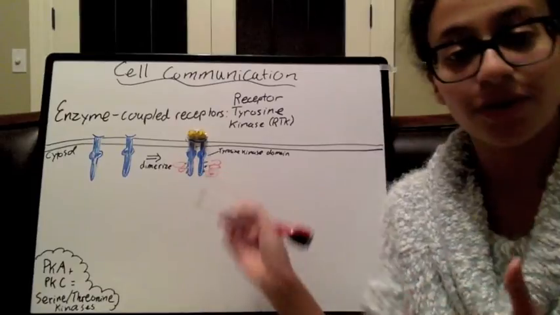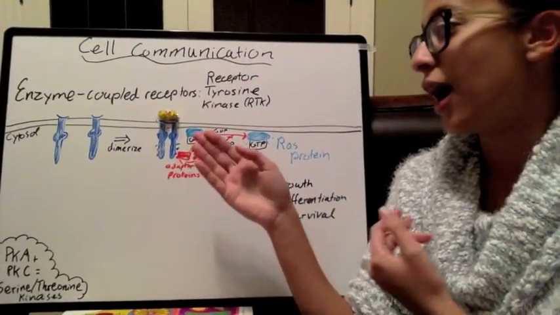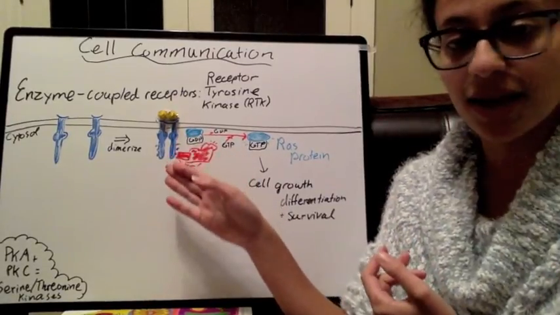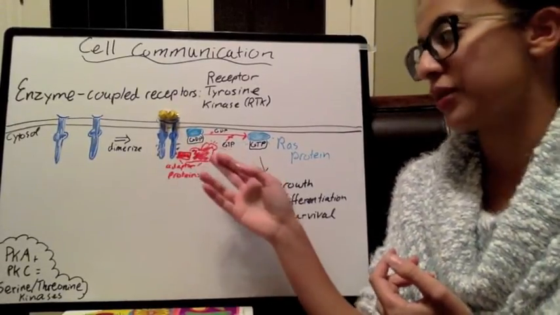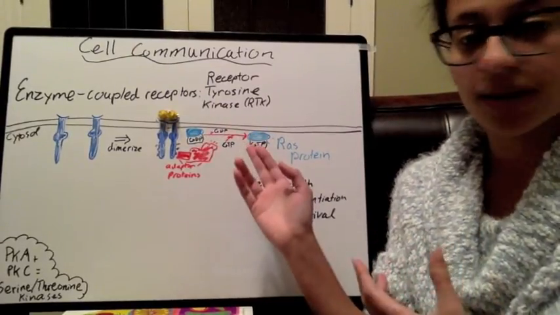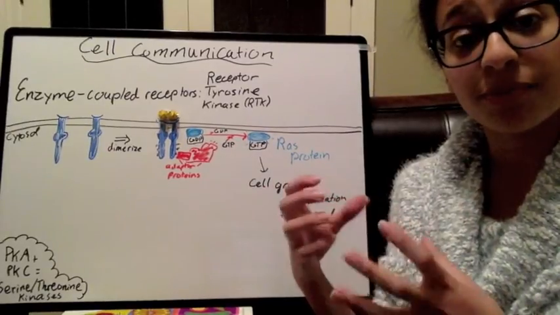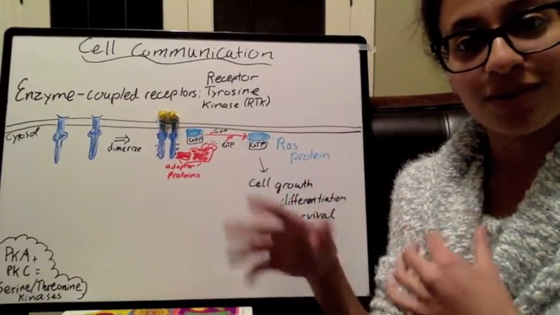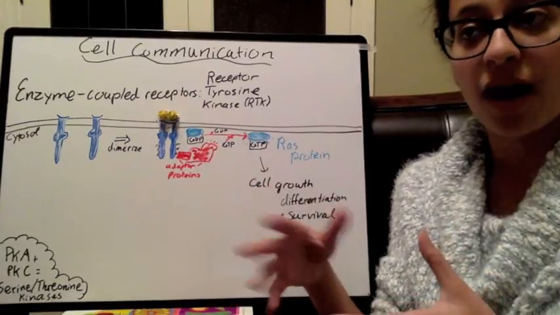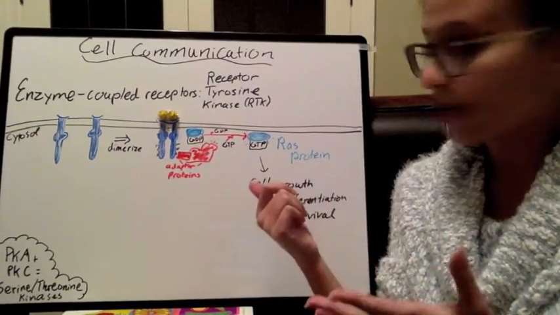One of the proteins that can attach to the phosphorylated tyrosines on this RTK can be adapter proteins. And these adapter proteins can help activate these RAS proteins. And RAS, they're a type of G protein, except they're not like the ones that we saw previously with the whole GPCRs, because those ones are trimeric. But these ones are monomeric, so just one part.